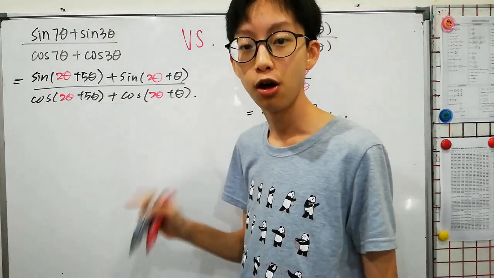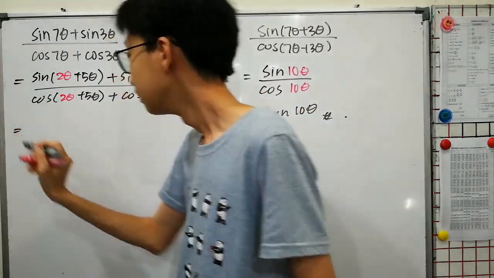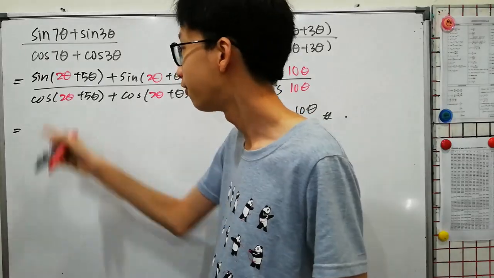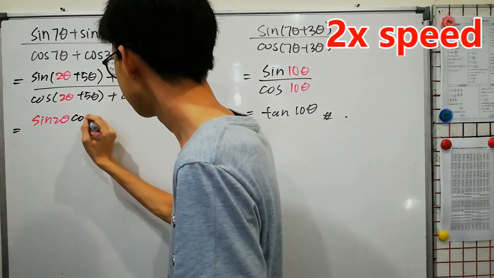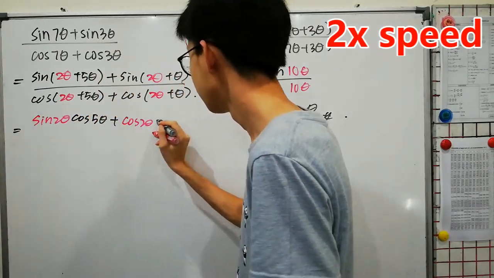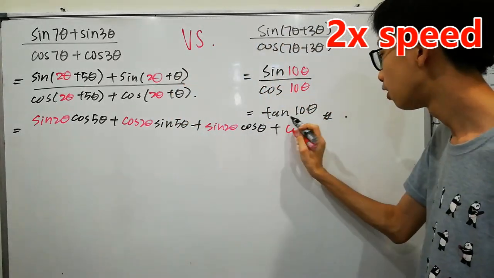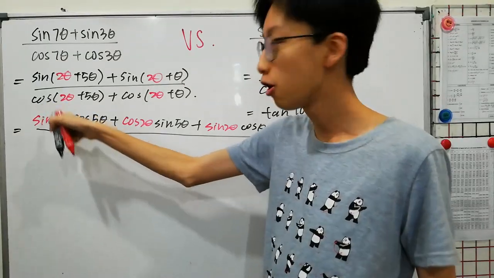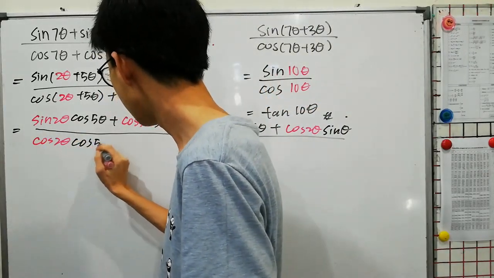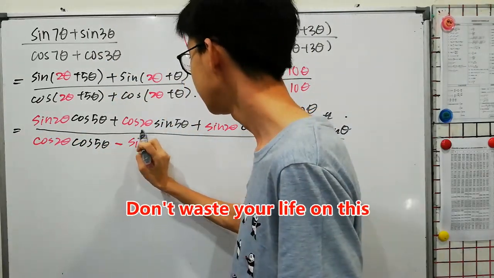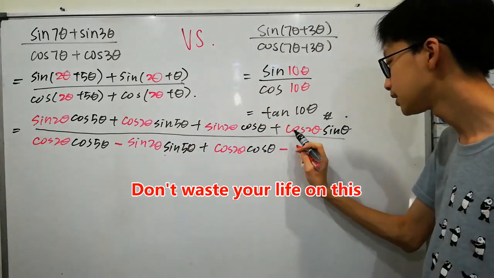Next, we'll use the compound angle formula for 1, 2, 3, 4 of them. The addition formula, or compound angle formula, for sine is sine cos plus cos sine. Sine 2 theta cos 5 theta plus cos 2 theta sine 5 theta, plus, for this one, sine 2 theta cos theta plus cos 2 theta sine theta. Then for cos it is cos cos minus sine sine. It will be cos 2 theta cos 5 theta, remember it's a minus, sine 2 theta sine 5 theta, plus cos 2 theta cos theta minus sine 2 theta sine theta.